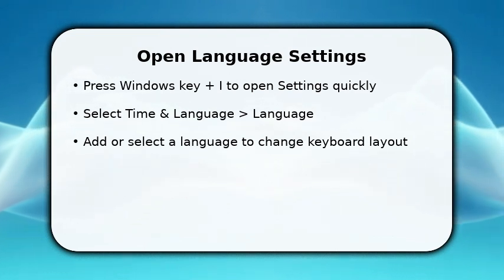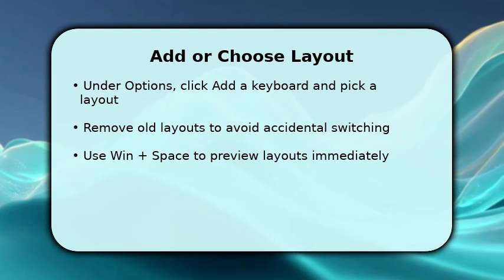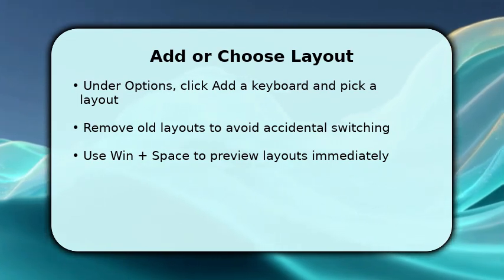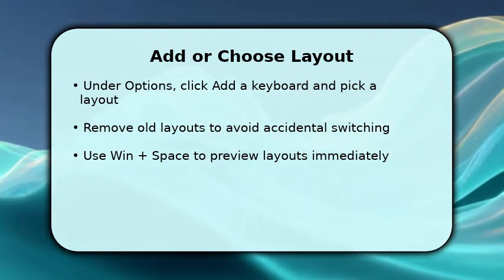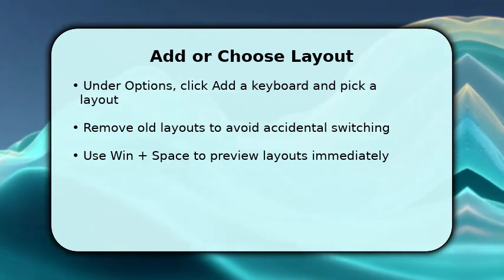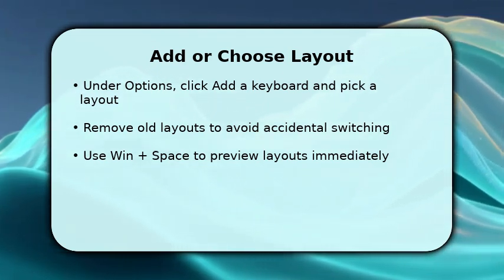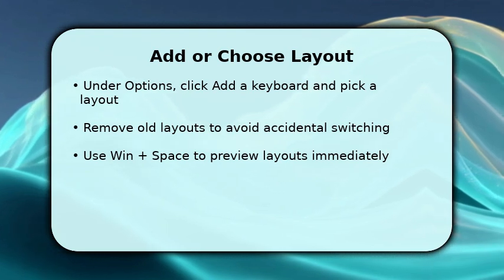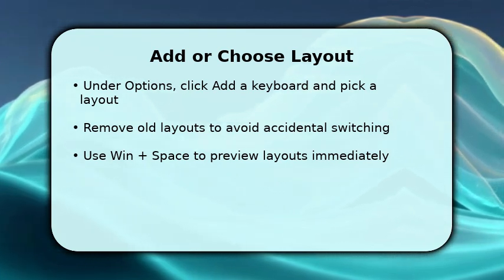Now you add or pick the exact layout you want because Windows keeps multiple keyboards per language. Click Options, then add a keyboard and select the layout like US, UK, or a custom variant. This installs it immediately. If you want only the new one, remove old layouts so you won't cycle to them.